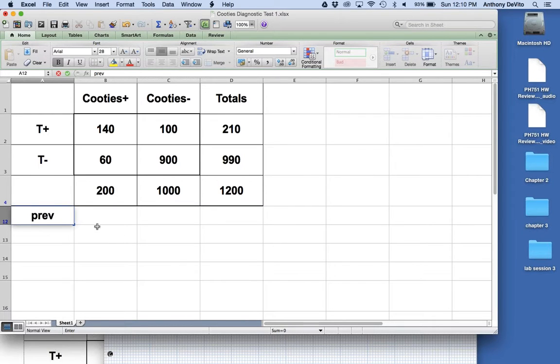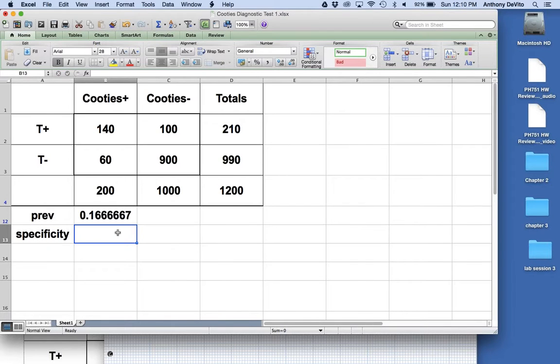Okay, so what's the prevalence going to be? Well, the prevalence is the odds of having that condition in this population. So we know the prevalence is going to be 200 people out of 1,200 have that condition, right? Makes sense? So now that we know that, about 16, 17% of this population has this condition. Okay, so now let's take a look at the specificity, we want to see how good a test this is. What's the specificity of this test?